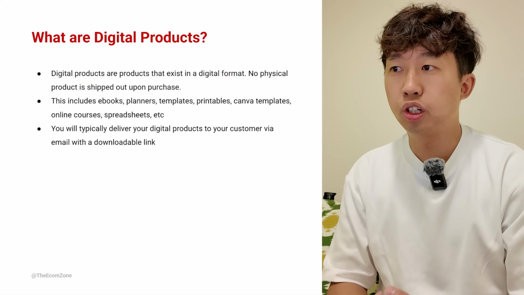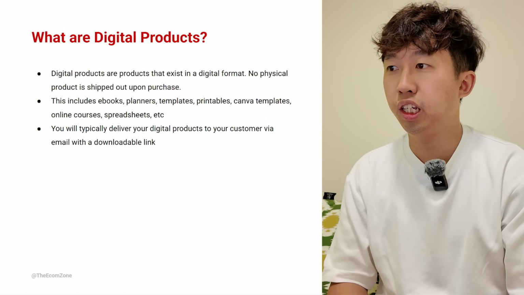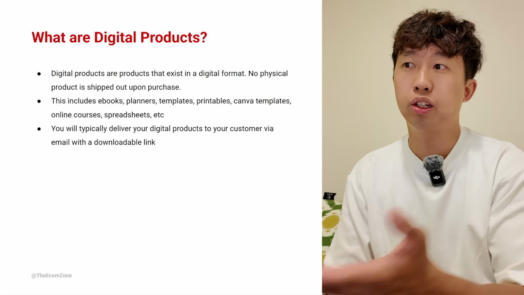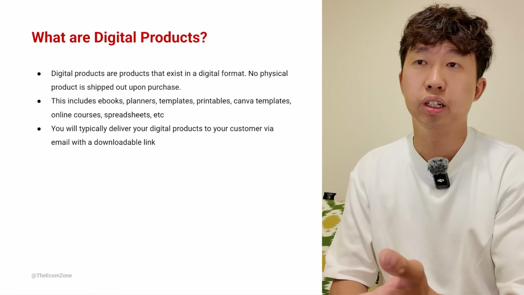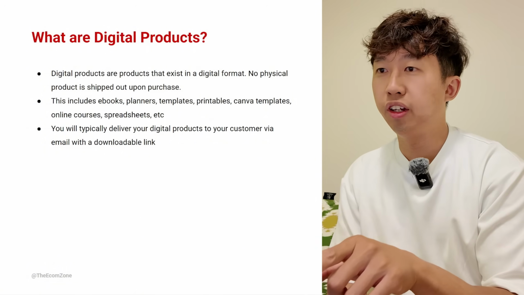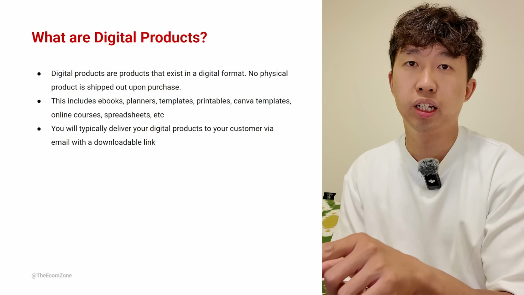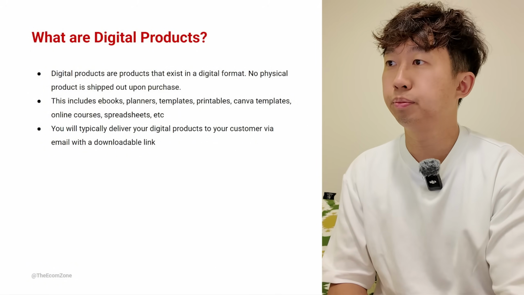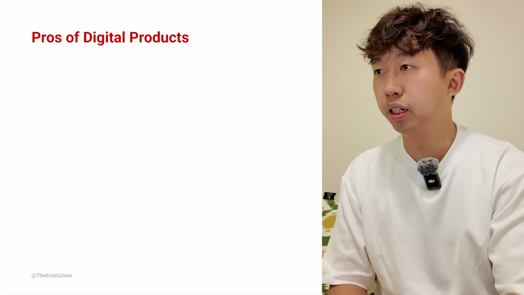You'll typically deliver your digital products to your customers via email with a downloadable link. Now, if any of you guys bought any of my digital products, you will understand the journey. So once you purchase from my website, you'll receive a confirmation email. Within that confirmation email, there's a downloadable link. Click that link and it downloads the digital product. As simple as that.